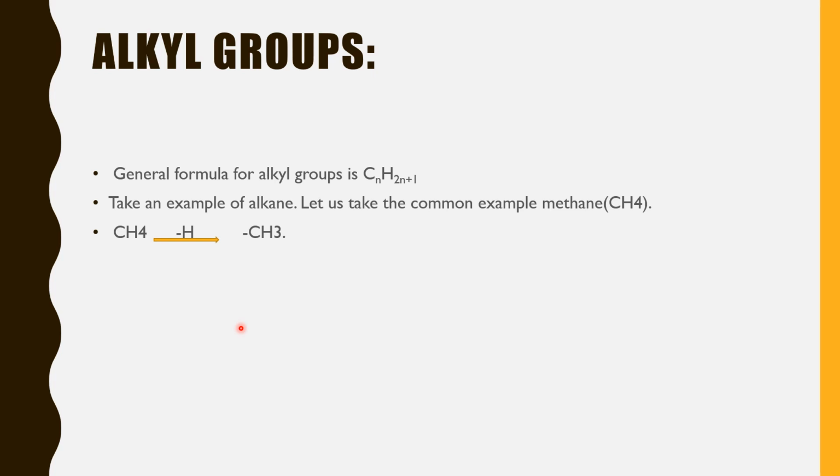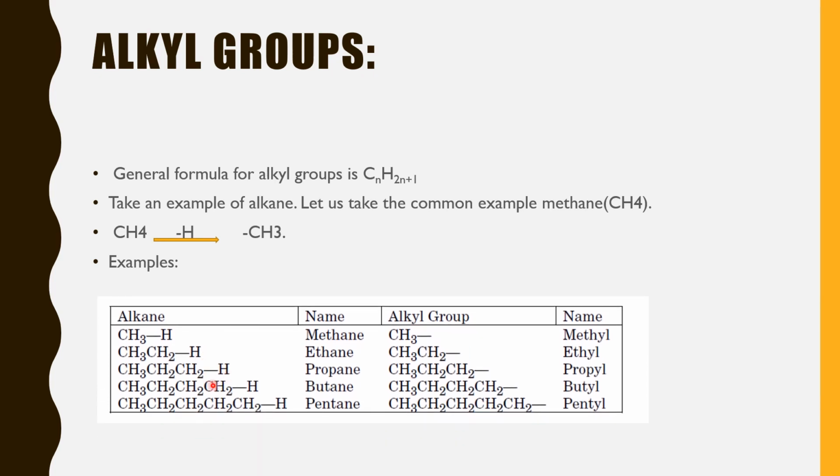The examples are methane, ethane, propane, butane, and pentane. From all these, we remove one hydrogen. It becomes alkyl. That is methyl, ethyl, propyl, butyl, and pentyl. These are the examples for alkyl groups.